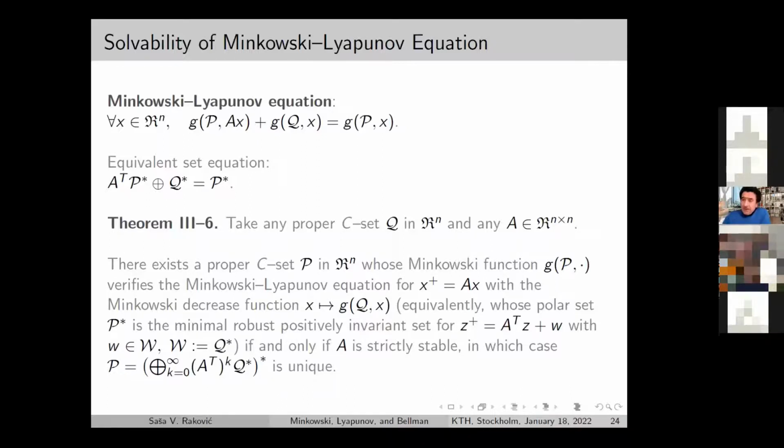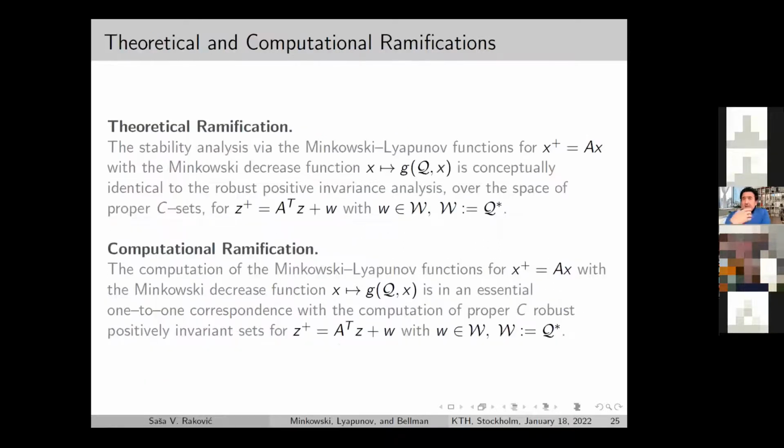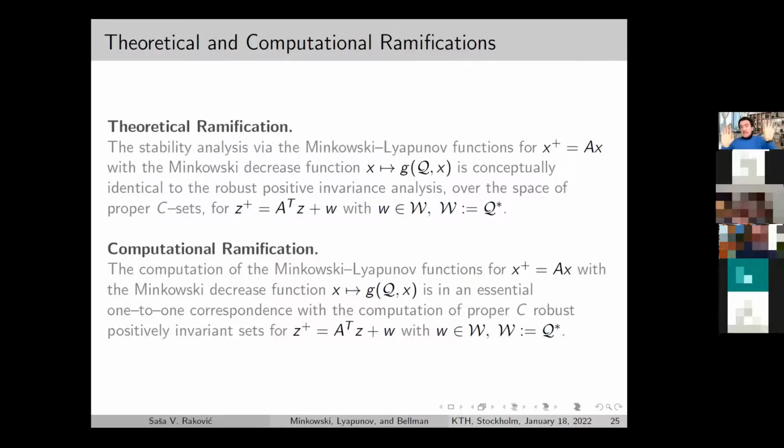Now, when one sums up the ramifications of these results, there are two key aspects that I would like to underline. The first one is theoretical ramification, and the second one is computational ramification. Both of them are important. In terms of the theoretical ramification, what the results say is that the stability analysis via Minkowski-Lyapunov functions of linear dynamics with decrease function Qx is conceptually identical, modulo polarity operations, to the robust positive invariance analysis over the space of proper C sets for the polar dynamics. So that means looking at stability questions or robust positive invariant questions, if you use duality, you can link them in one-to-one fashion.